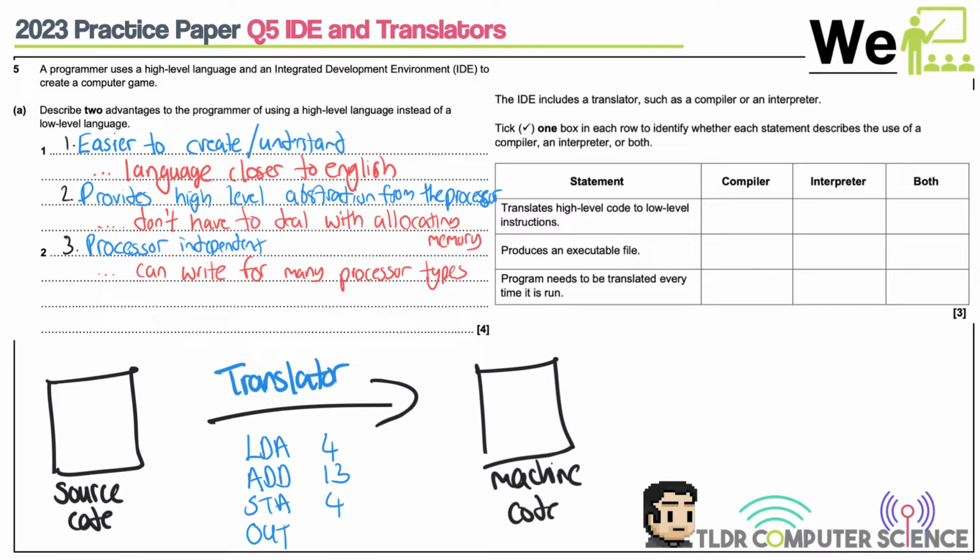Let's look quickly at the other side. We've got a compiler or an interpreter or both. Which of them translates high-level code to low-level code? Which one of them does that? Both. Completely agree with you. Which of them provides an executable file ready to run? Which one turns it into an executable file that you have ready to run every single time? Compiler. Because remember, an interpreter reinterprets every single time, line by line. And the program needs to be translated every time it's run. Which one's that? Interpreter. Beautiful.